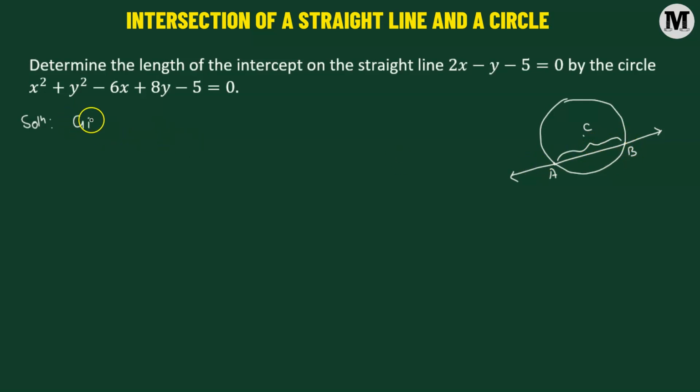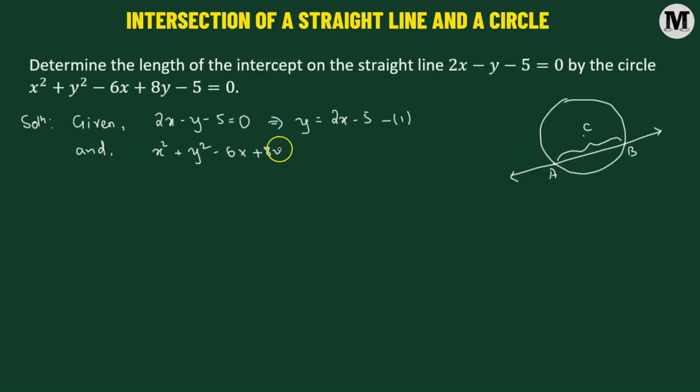So here we'll start with the equation of the line, which is 2x minus y minus 5 equals 0. We'll isolate y from here to get y equals 2x minus 5. We're going to call this equation number 1. Now, we'll also consider the equation of the circle, which is x squared plus y squared minus 6x plus 8y minus 5 equals 0.